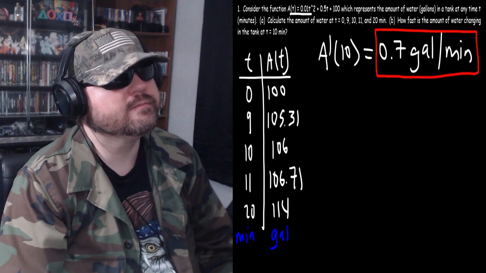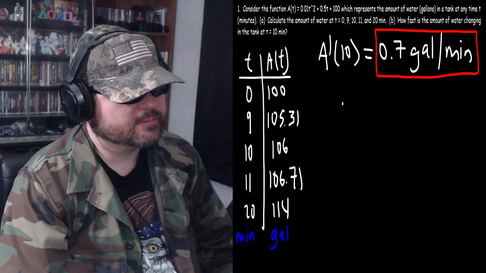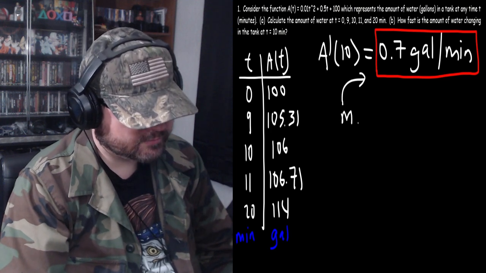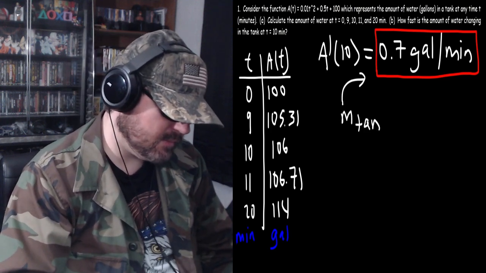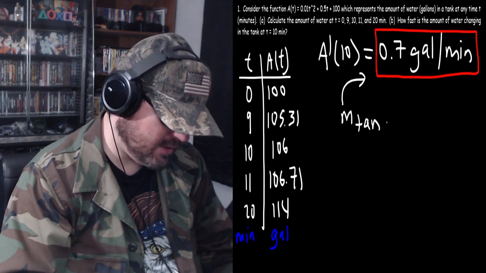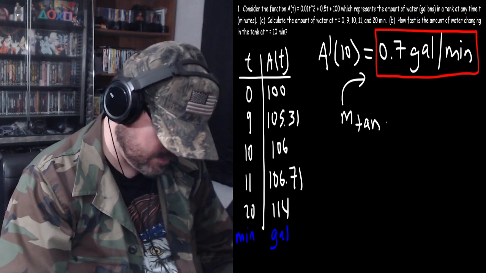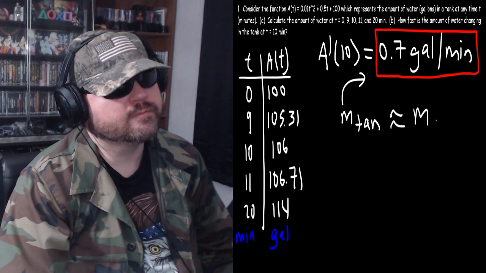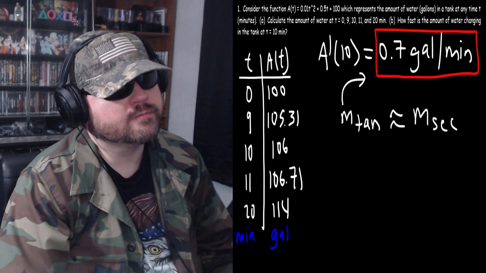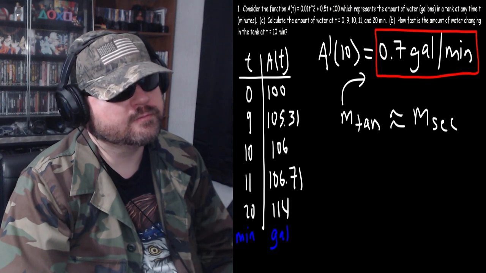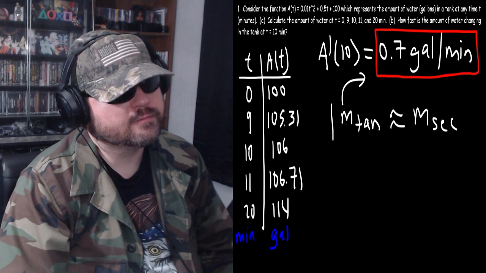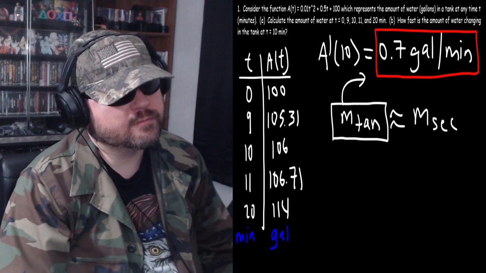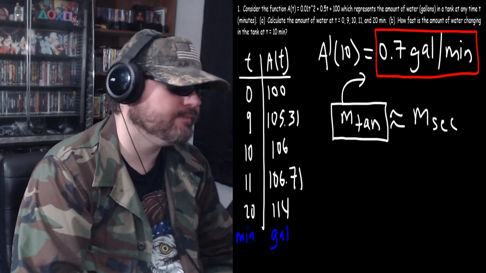Now, if we were to graph the original function, this value will represent the slope of the tangent line. So how do we know if our answer is correct? Well, one way to determine that is to calculate the slope of the tangent line by approximating it using the slope of the secant line. Now, it's important to understand that the slope of the tangent line represents the instantaneous rate of change. It's the rate of change exactly when t is 10.